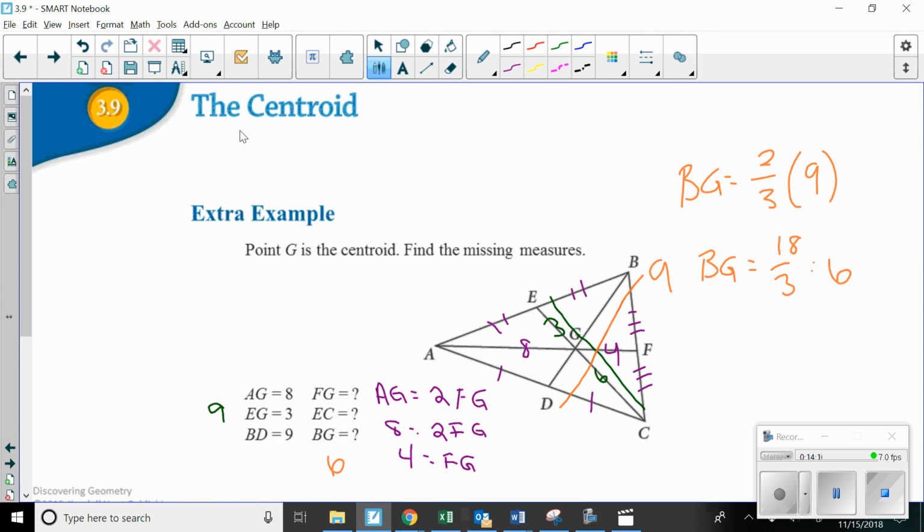So now I'd like you to try some problems on your own, and you can find those on the 3.9 homework worksheet. You can work in small groups of 3 or pairs of 2, or if you'd like, you can work independently.